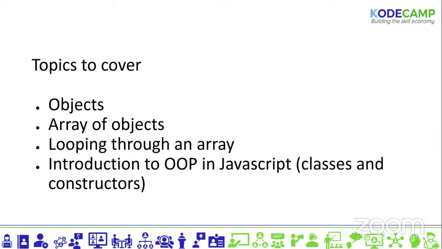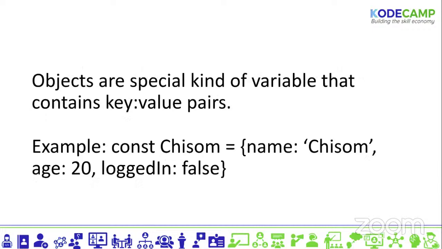Then we are going to look at array of objects, how to work with array of objects. Then we'll look at how to loop through an array of objects. Already we know how to loop through an array, so we'll talk about looping through an array of objects. Then we're going to talk about the introduction to OOP in JavaScript: classes and constructors, and how to create objects and how to use them. With that said, let's start.